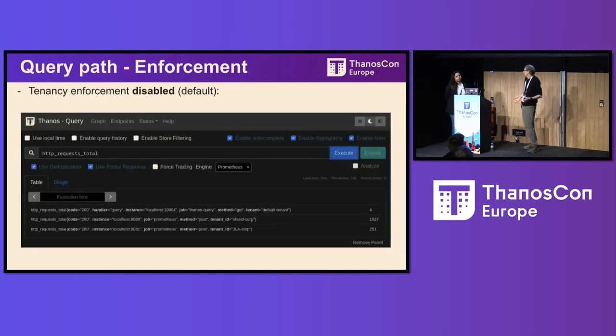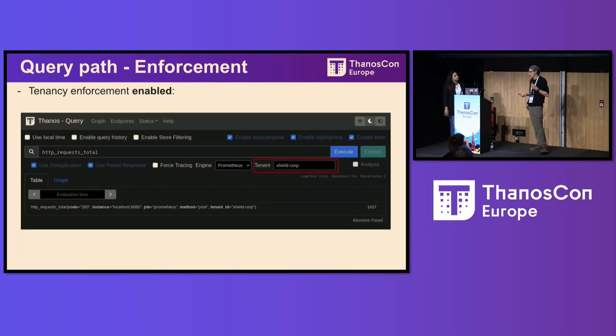Pretty simple. There's a quick example here where we have a bunch of metrics, and with no tenancy enforced, you can see there's a bunch of results coming in from all of the different tenants. Then if we enable tenancy, you will only see the results from your one specific tenant. There's a box in the UI that will show up. It didn't quite make the last release, so it will come soon. That will allow you to enter the tenant name, so you can play around with it in the query UI. Yeah, so that's the enforcement part.